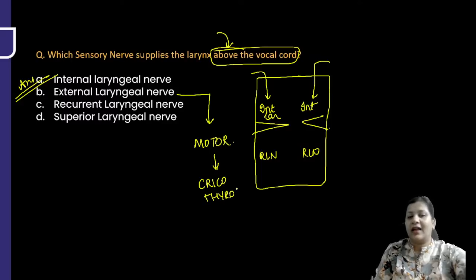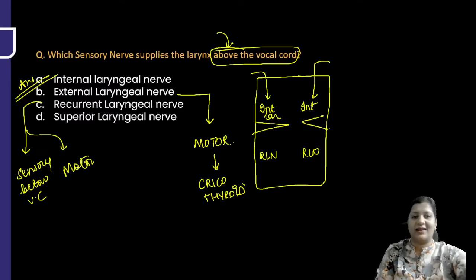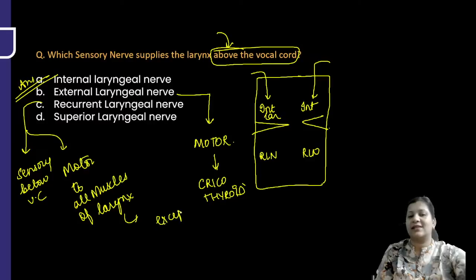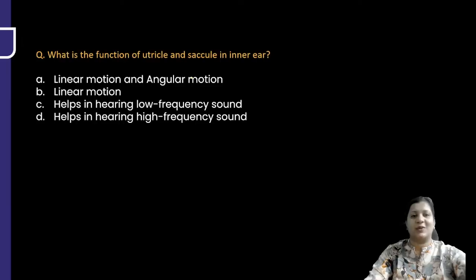The recurrent laryngeal nerve is sensory below the level of the vocal cords, and it has motor fibers to all the muscles of the larynx except the cricothyroid. So it supplies all the muscles of the larynx except the cricothyroid muscle. And the superior laryngeal nerve branches only are your internal and external laryngeal nerve. Correct? So I hope everyone got the answer to this question.